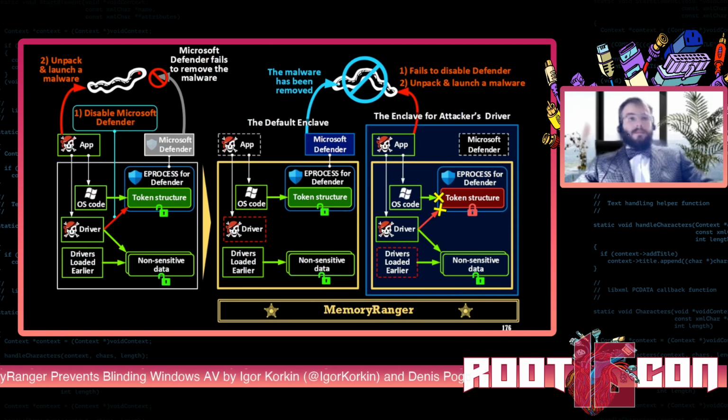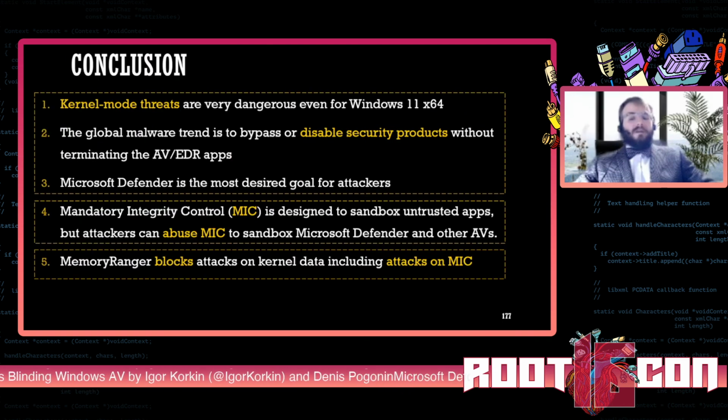Let me recap very briefly what we have discussed so far. First of all, driver-based attacks are crucial. Intruders are plotting to bypass endpoint security solutions, and their target number one is Microsoft Defender. Attackers can apply MIC and token privilege against Microsoft Defender to isolate it. This is a very serious attack because it blinds the vast majority of antiviruses without triggering any PatchGuard reaction.